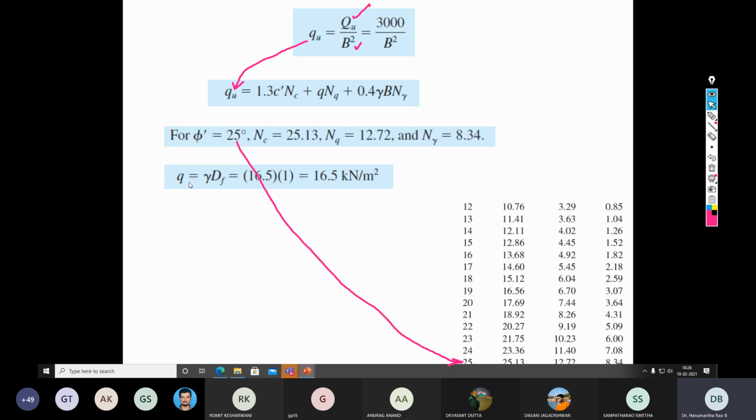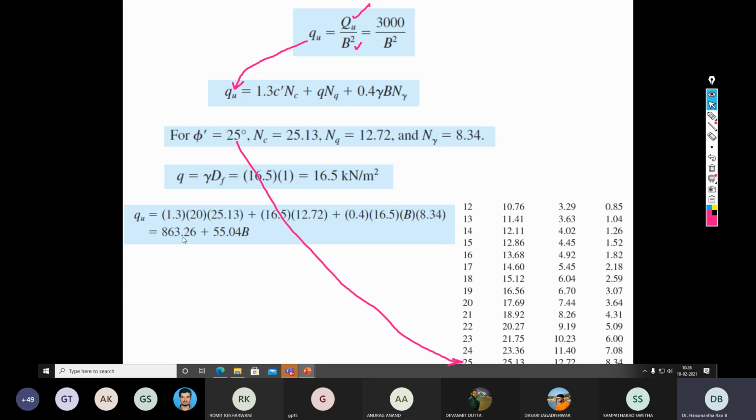So then q is equal to gamma into Df. So 16.5 into 1, that is 16.5, and substitute into this qu equation. Again here also B is unknown. So 1.3 C, 1.3 into C is 20, and Nc is 25.13, plus q is 16.5 and Nq is 12.72, 0.4 gamma is 16.5, B is unknown, 8.34, that is N gamma.